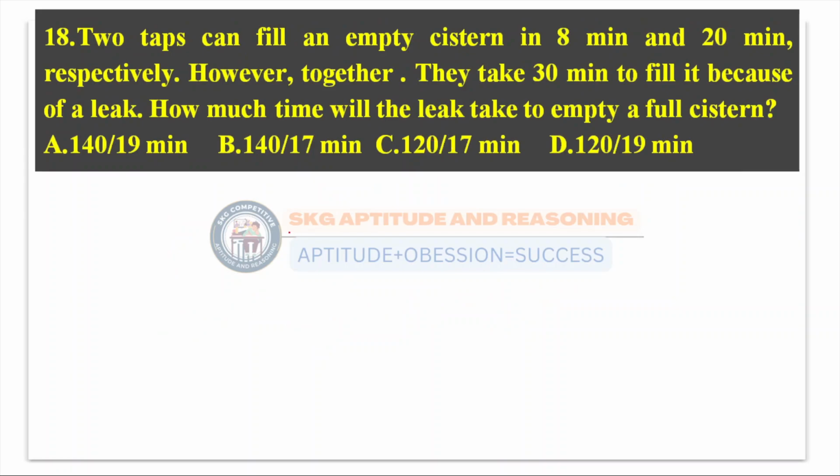Let's go for the next question here. Okay, this will also be based on pipes and cisterns. What is given in the question is, tap A can fill it in 8 minutes and tap B can fill it in 20 minutes, however together they take 30 minutes to fill because of a leak. Suppose A plus B minus leak, they take 30 minutes. If you take the LCM of 8, 20 and 30, the LCM is 120. So the efficiency of A is 15, the efficiency of B is 6, and the efficiency of C is 4 here. What we need to find is in how much time the leak will empty the tank. So we need to find the efficiency of the leak here.